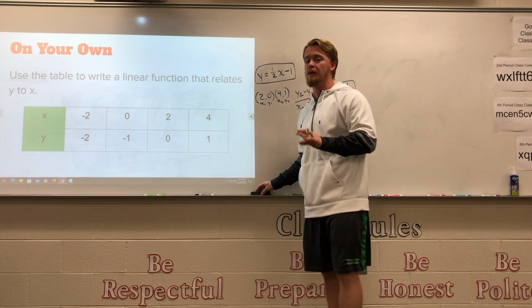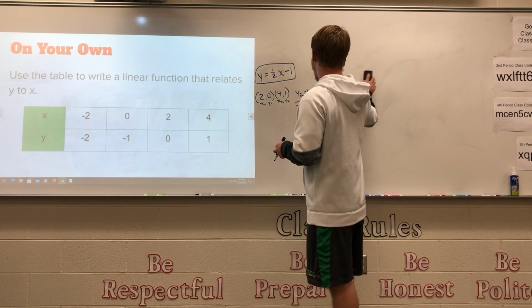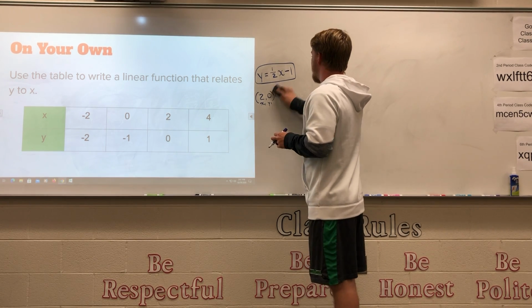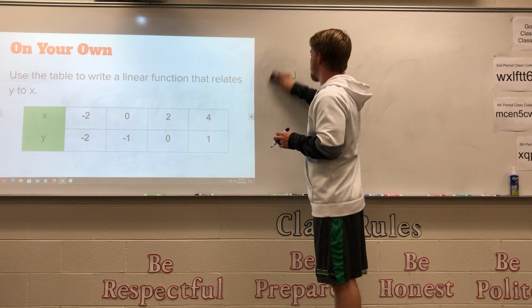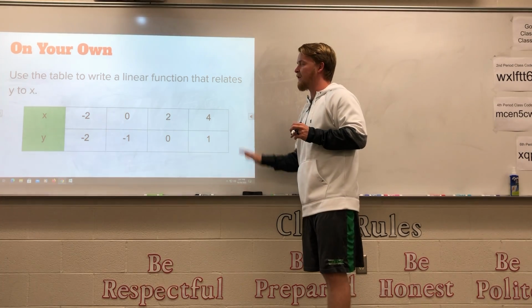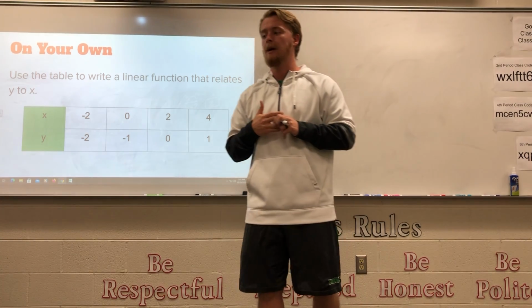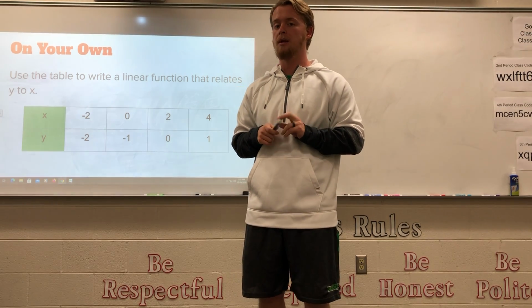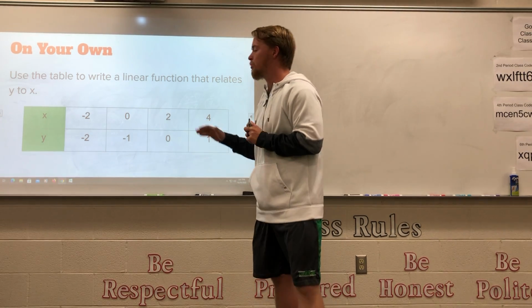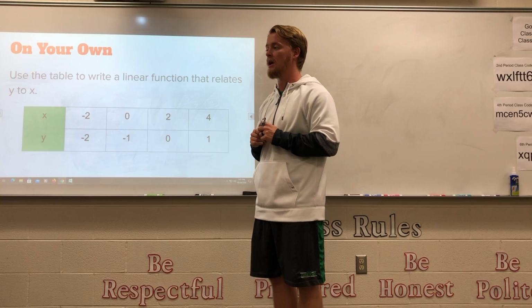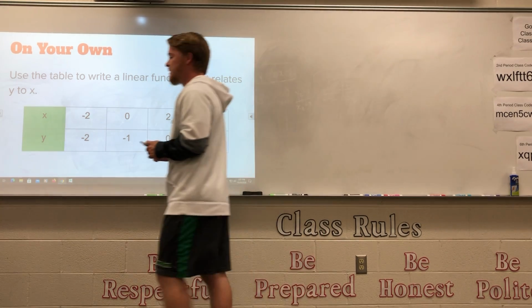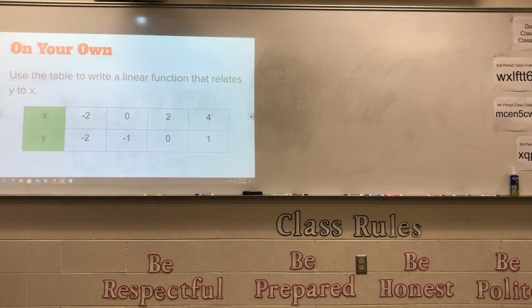So make sure you are able to do that and able to use these tables. This section, more than any other section really, is very popular to have word problems on state tests. They like to pull word problems from this a lot. So that's what we're going to go over next, some word problems with this.